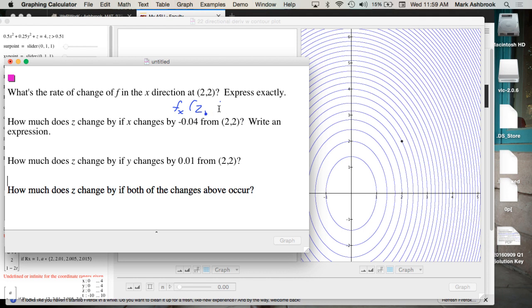You did know, but you didn't know. There's no other correct answer, right? So yeah, I knew that. Okay, then why didn't you put that? That's the only way to express the rate of change of f in the direction of x at 2, 2.